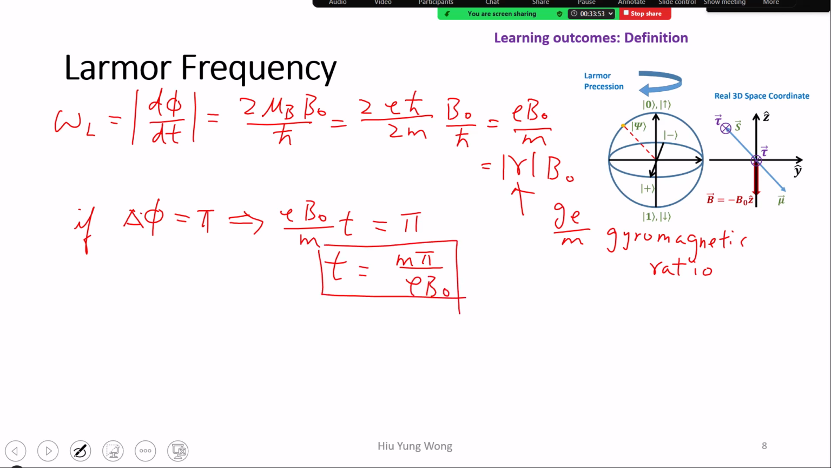If I can turn on the external magnetic field for this amount of time, I actually have implemented the Z gate. Because I did not review this time, but in the last lecture, remember, I showed you how to implement a phase shift gate. We say that it's just a rotation about the z-axis by that angle, right? So if I can turn on the magnetic field for this amount, I have implemented the Z gate or sigma Z.